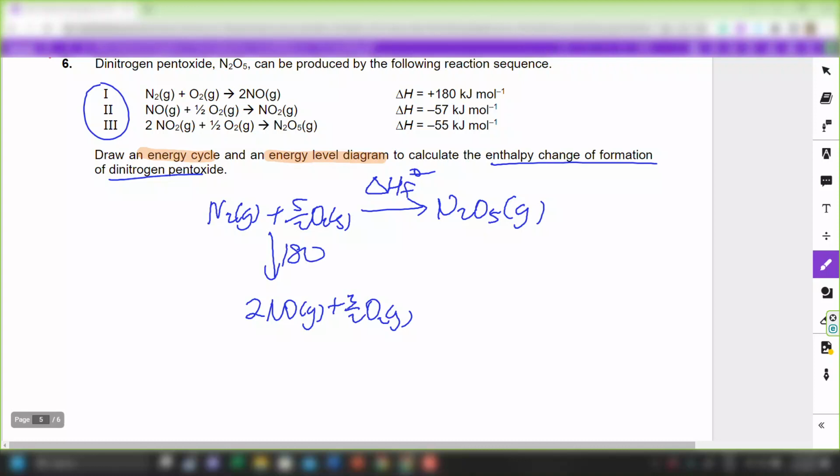Then after that, for NO, 1 equivalent of NO reacts with half an equivalent of O2 to give you 1 equivalent of NO2. But I will be forming 2 NO2 here, because I have 2 equivalents of NO. So I'm going to react with 1 equivalent of oxygen, and I'm left with half a mole of oxygen. This is negative 57, so that will be 2 multiplied by negative 57. This cycle is quite easy to draw. And then of course 2NO2 plus half O2, and this is negative 55.